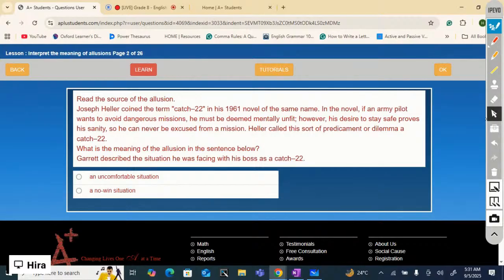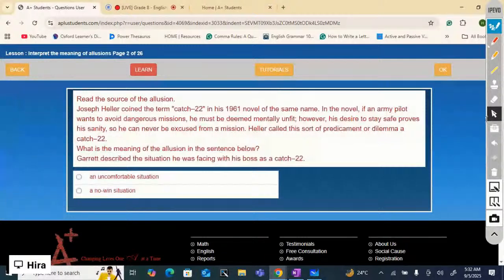Let me explain again. If an army pilot wants to avoid dangerous missions, he should be considered mentally unfit. However, his desire to stay safe proves his sanity, that he wants to remain safe. It proves that he is sane, so he can never be excused from a mission. So Heller, the writer, called this type of predicament, this dilemma, Catch-22.